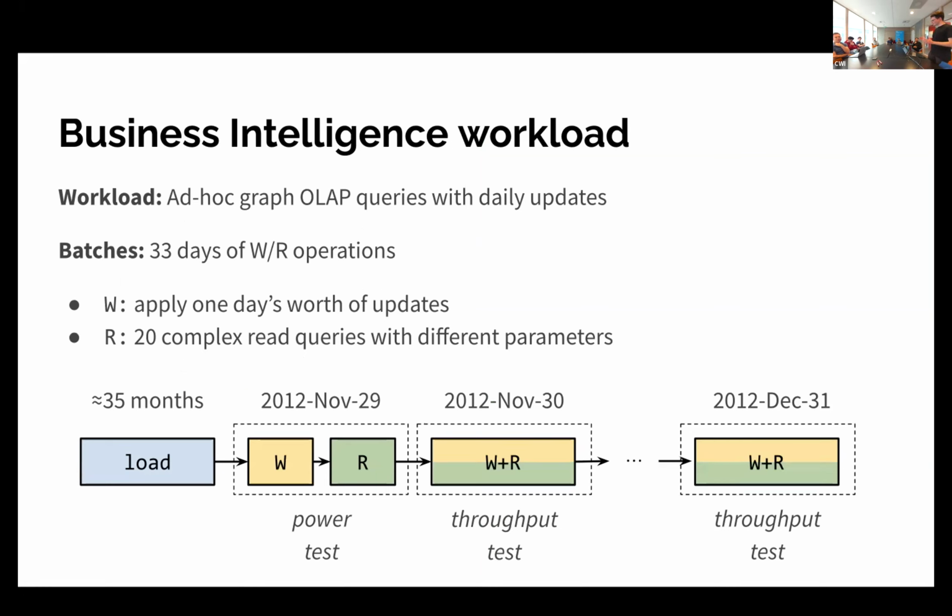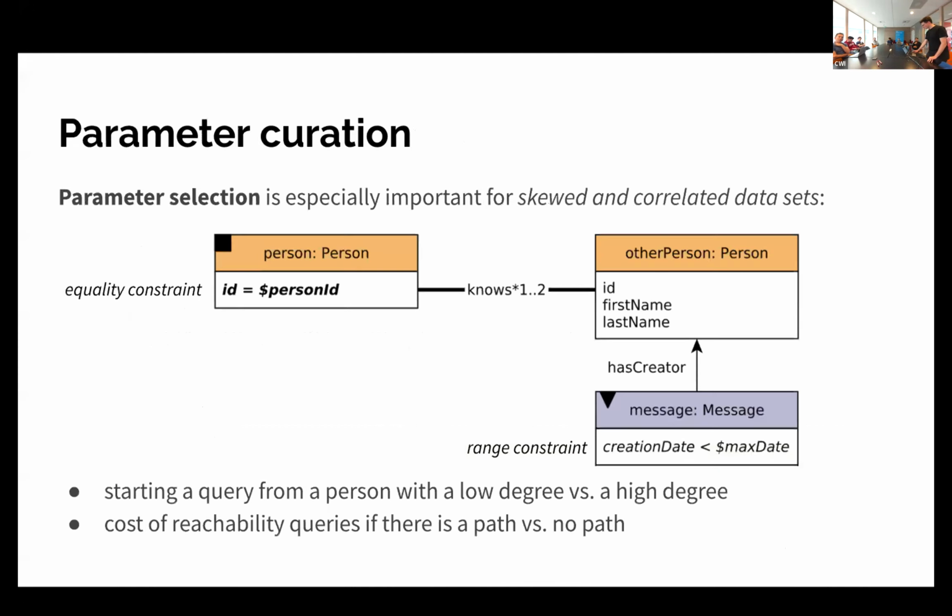Once this block is done, we go free for all and allow the system to consume the updates and run the reads concurrently. So the system has a lot of tricks that it can pull regarding the scheduling of these operations. One challenging thing is ensuring that we do not just run the same queries over and over again. To this end, we do something called parameter curation.